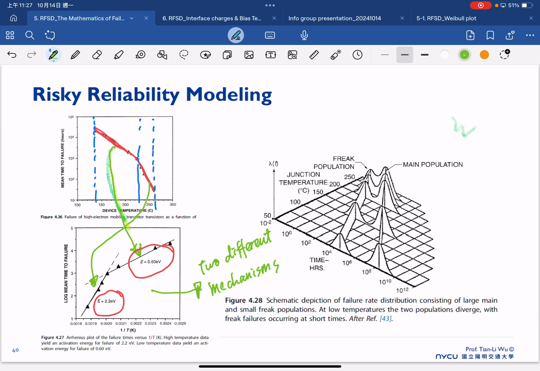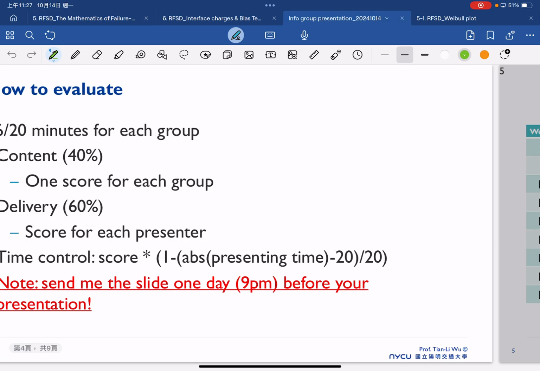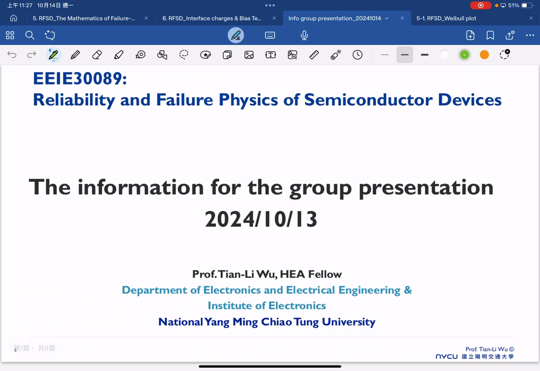Okay, so with the remaining time, I would like to talk about something related to our group presentation. Before we do this, I want to do the roll call to check your attendance.